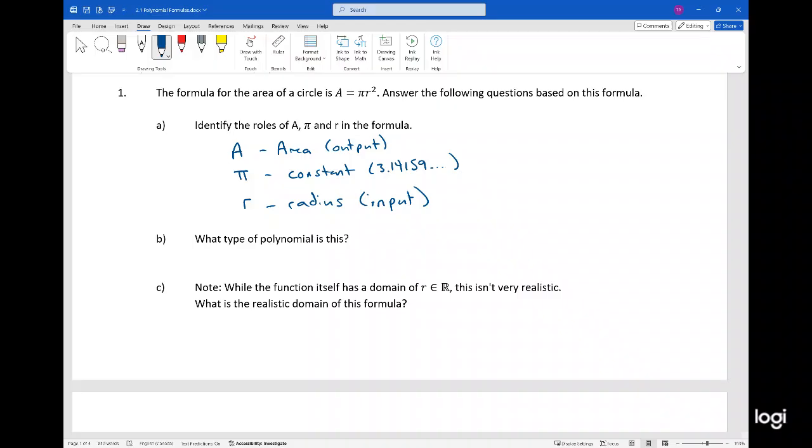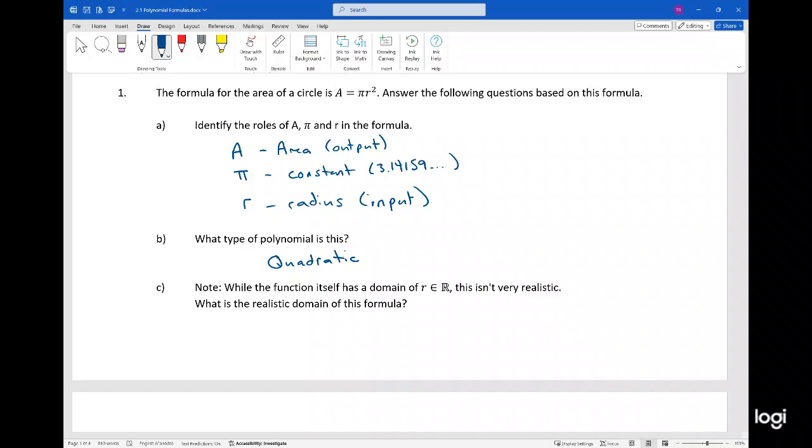So what type of polynomial is this? Remember back in the last unit, we looked at the names of different types of polynomial functions. We started off with the basic linear, and then we went up to quadratic, cubic, quartic, and then after that, we just say things like degree 5, degree 6, degree 7. Now in this case, the input variable r has a square on it, and that means that this is a quadratic. So even though we may have never thought of this back when we first started using it, A equals pi r squared is a function, and it's a polynomial function, a quadratic function.